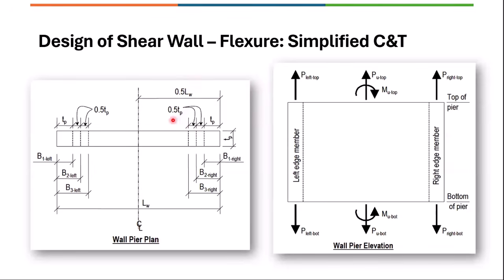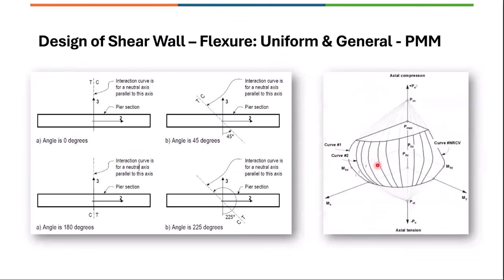In the design process, or the iterations that it carries out, it increases the length by half of the thickness of the wall each step, and till the design is satisfied, it will report this. You can see the left and right edge member and the middle. And for the uniform and general reinforcing method, the PMM interaction surface is generated in full 3D. You can see this and how these are generated.